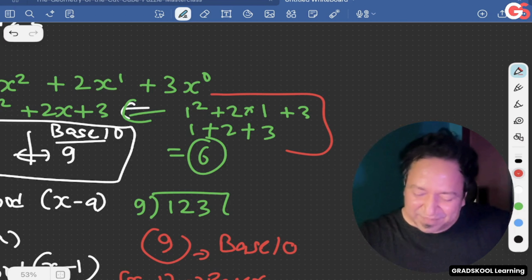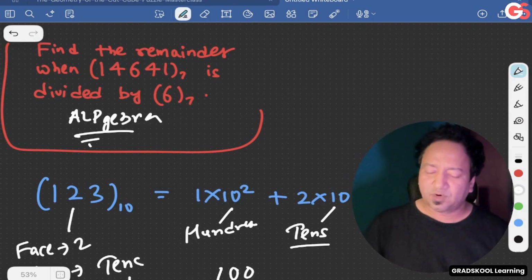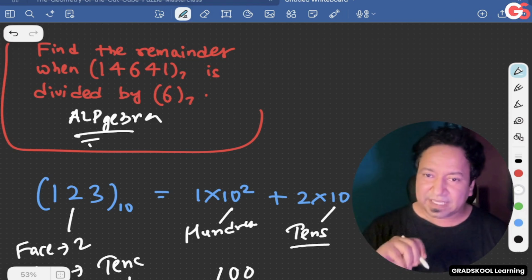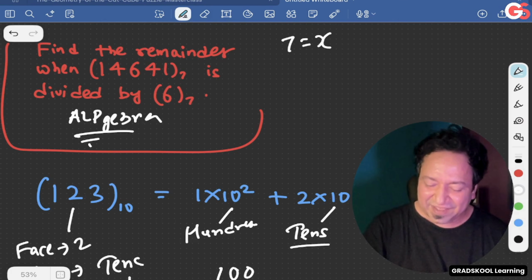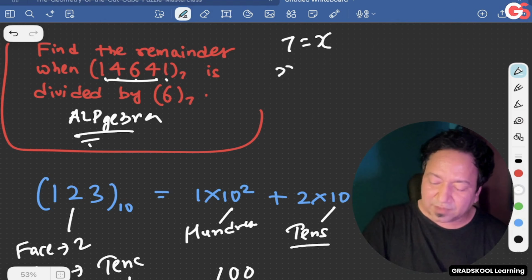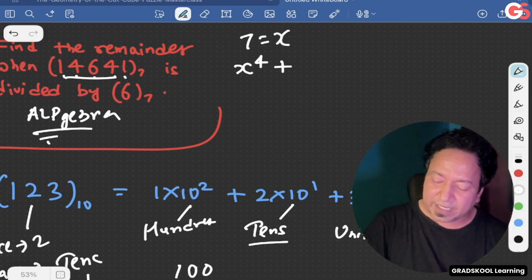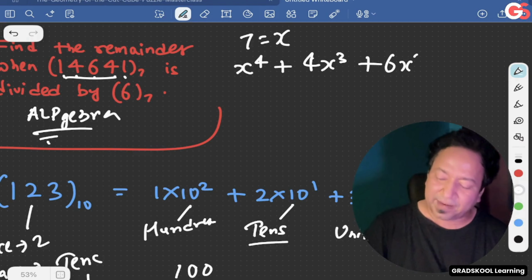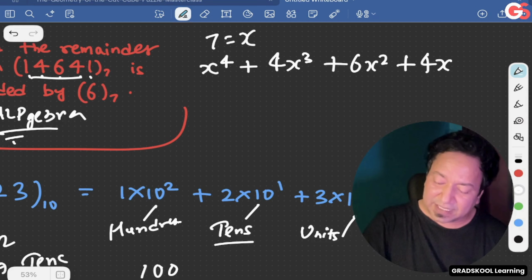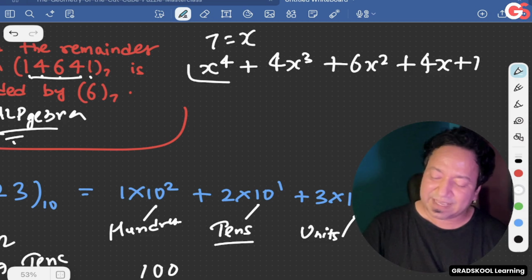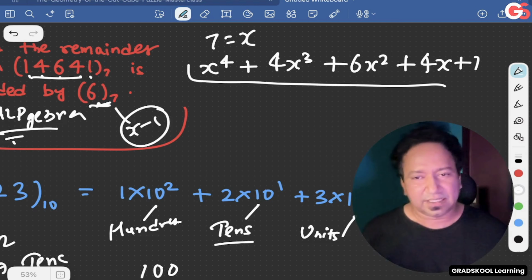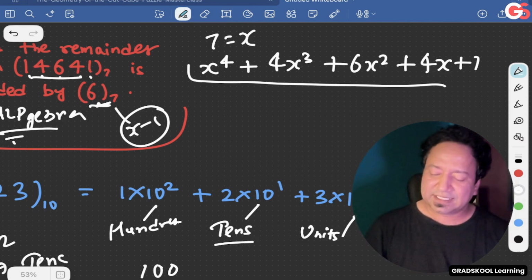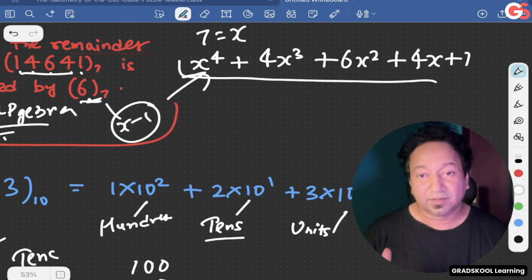Which means, coming back to our question. So 14641 base 7 divided by 6 base 7. So here, if I assume 7 to be x, then the expanded form of this will be nothing but x to the power 4, plus 4x cube plus 6x square plus 4x plus 1. And this thing has to be divided by 6, and 6 for us will now be x minus 1 because x was assumed to be 7. So all you need to do is just replace x with 1. And that will be the exact remainder when divided by 6.